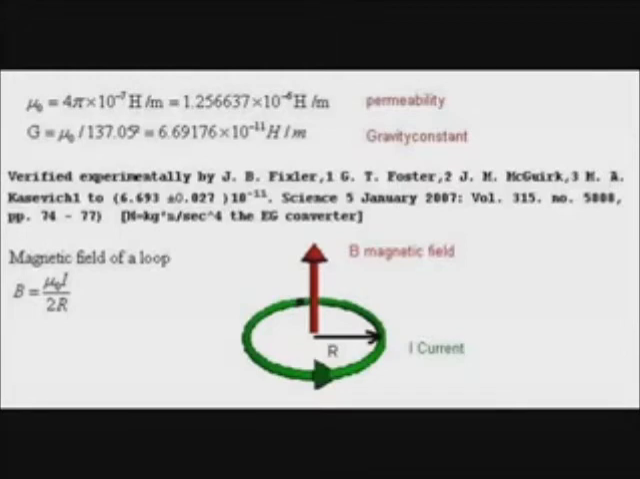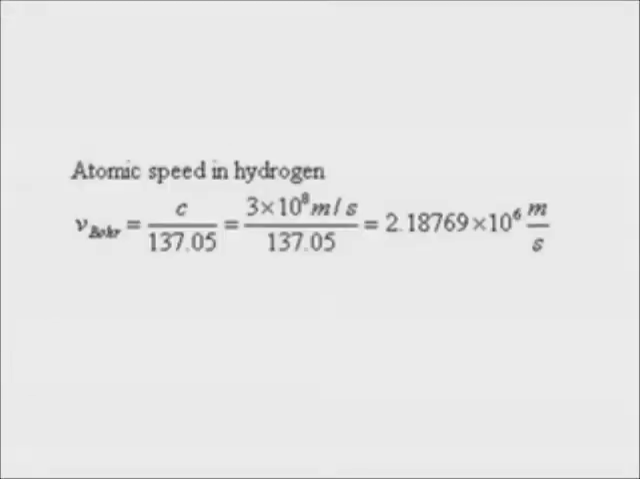The calculated gravity constant is measured by Fixler to be exact. So we are making gravity from magnetism. Gravity is a magnetic force. Now I try to show you what 137 is.